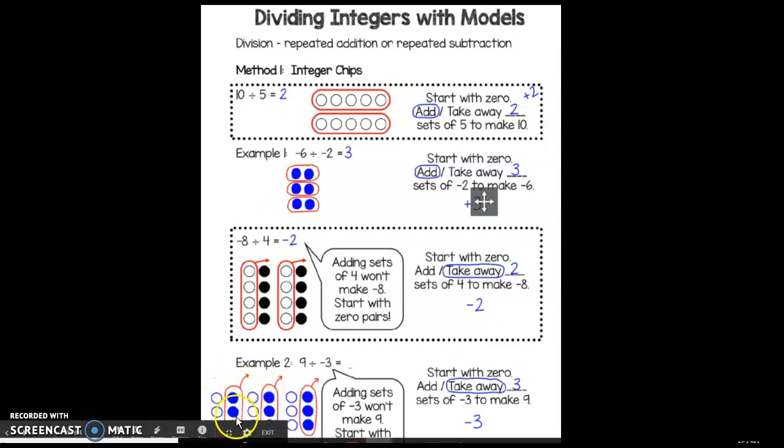And we're going to take 3 sets of negative 3 away. And now I'm left with my positive 9. So since I had to take away 3 sets of negative 3, my answer is going to be negative 3.